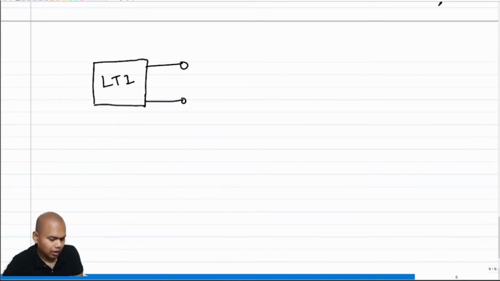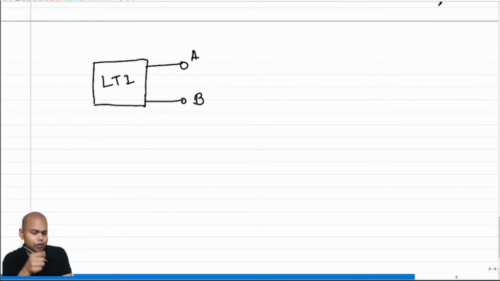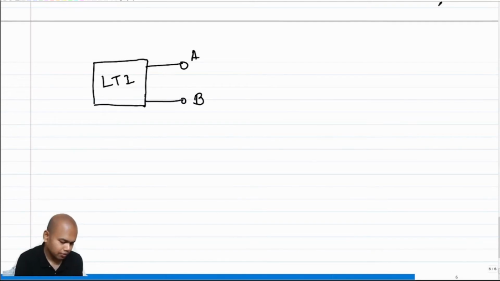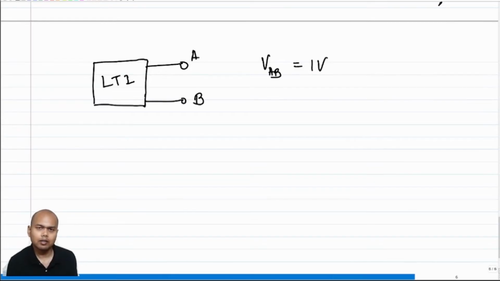So what I do, I come home and I put a voltmeter between these two terminals. Let me mark these terminals as A and B. I put a voltmeter between these terminals and I observe VAB under this condition is equal to 1 volt. Then can I conclude from this observation that this is indeed a voltage source?